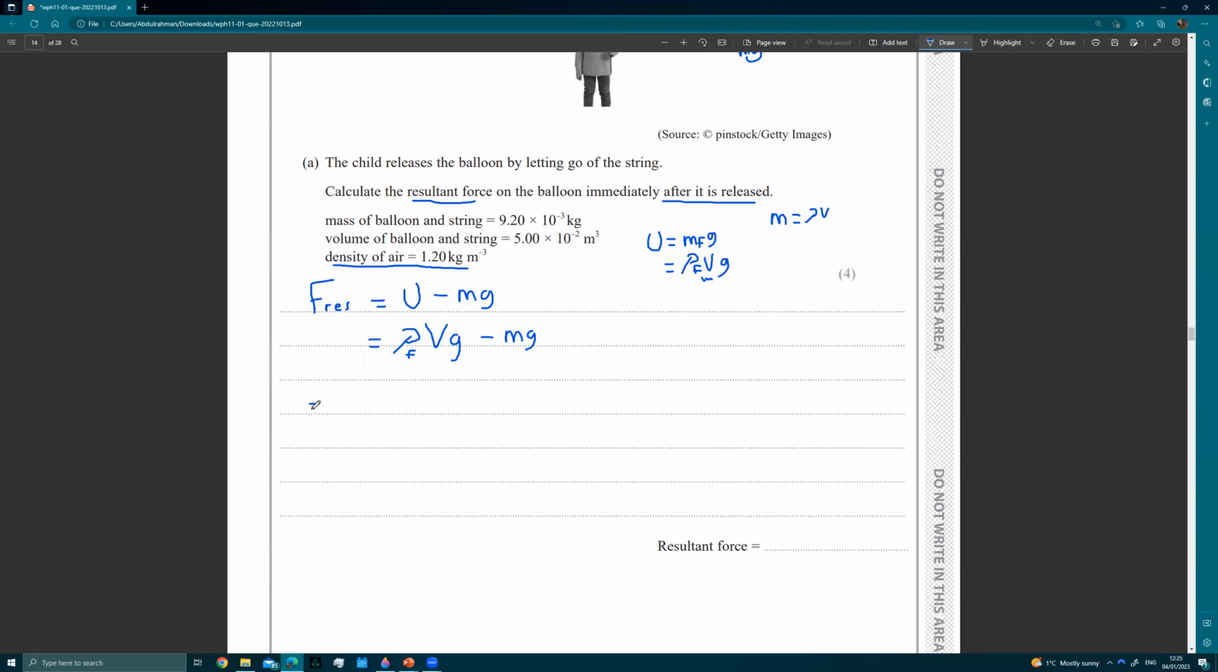So let's do that. Sub in some values, 1.2. It's just 1.2, never mind. 1.2 times, it's giving us the volume as well, 5 times 10 to the minus 2, times 9.81 minus, yeah, so there were no conversions involved in this question. Times 9.81. That's my calculator.